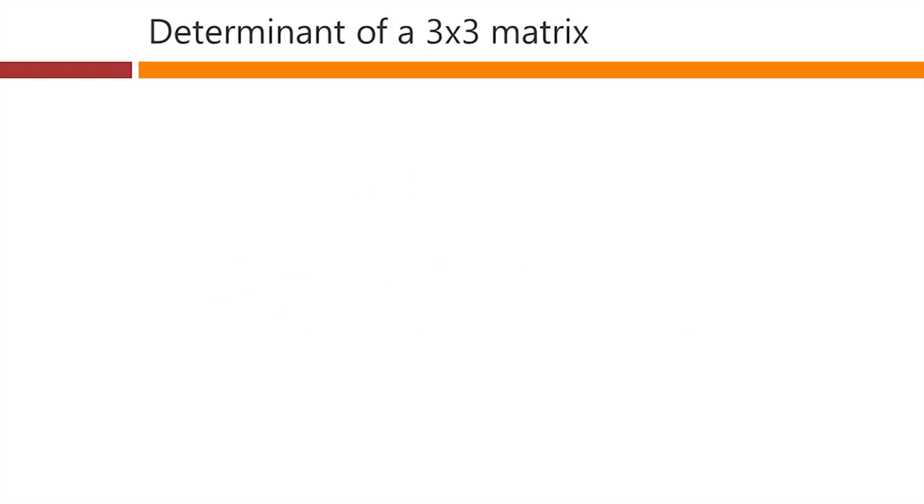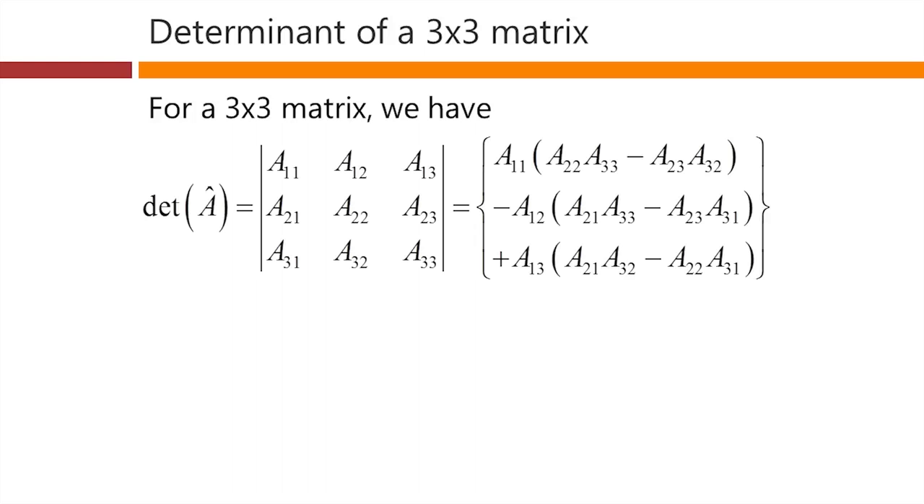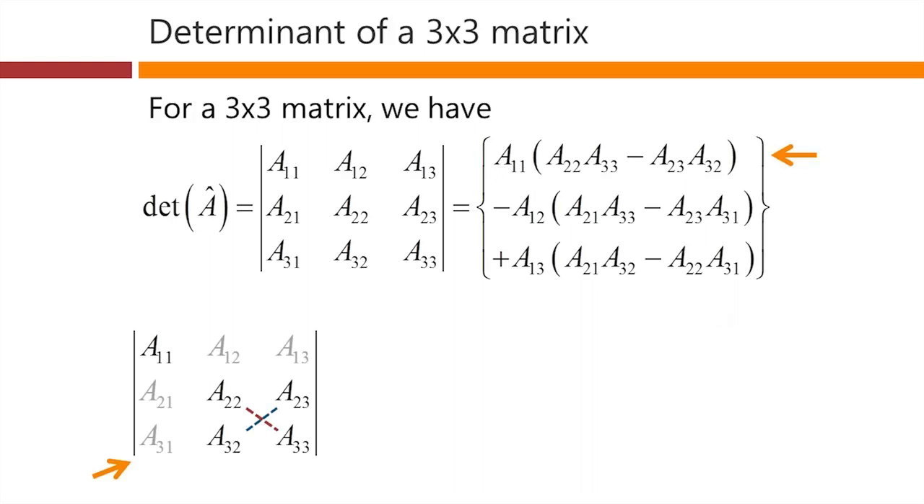For a 3 by 3 matrix, it gets a little more complicated, and there are two rather different ways of looking at this. So for our 3 by 3 matrix, we can write the determinant with these two notations here, and one way of multiplying this out is shown here. So that would be a11 times a22 times a33 minus a23 times a32. And then that term has a positive sign.